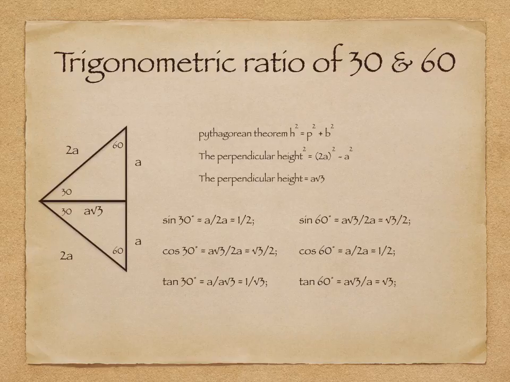Let us figure out the ratios for angles 30 and 60. Consider an equilateral triangle, that is, a triangle having all sides equal and all angles equal. Say each side is 2a, then we can find the perpendicular height using the Pythagorean theorem, which says the square of the hypotenuse is equal to the sum of the squares of the other two sides of a right triangle. Now given this we can find the ratios.